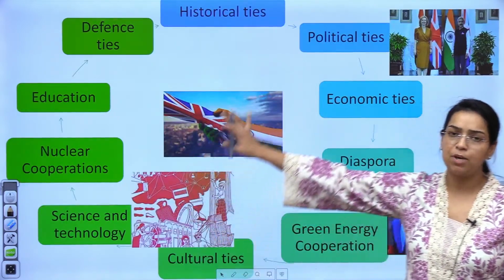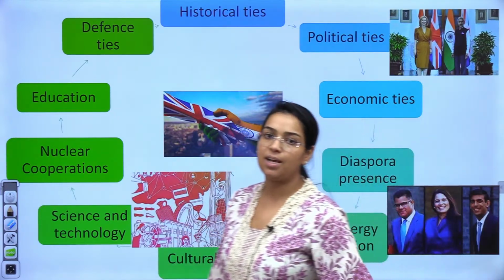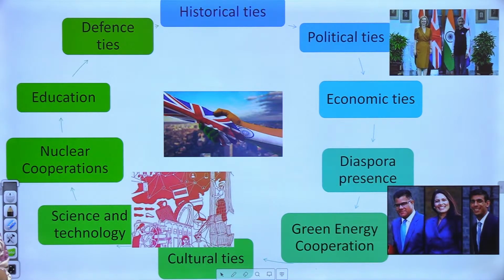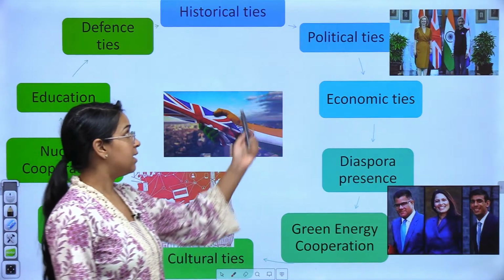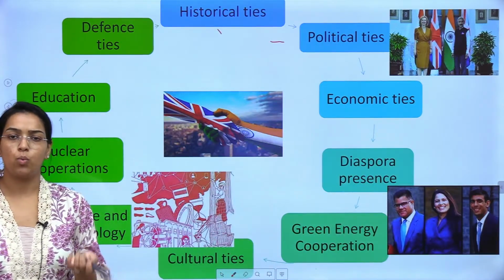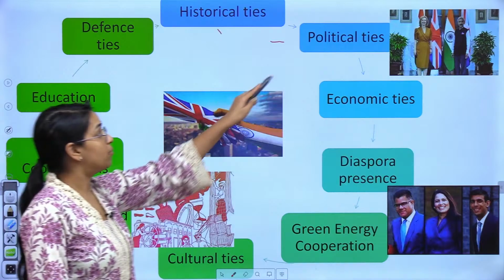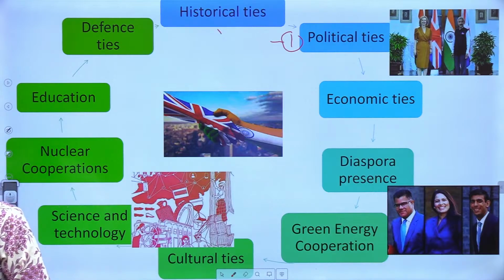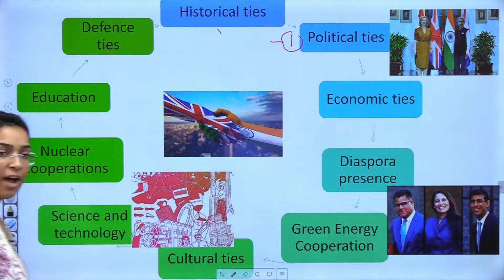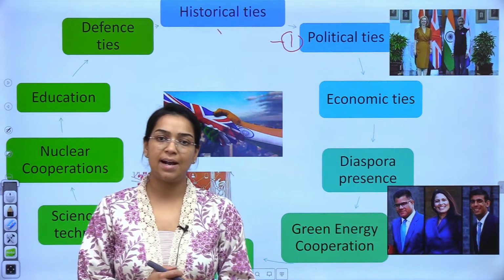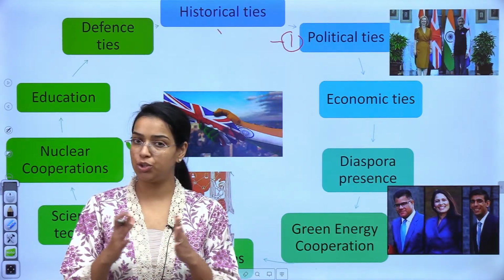So now there are multiple areas of cooperation between the two countries, right? Historical ties were not so glorious, but today other spheres of the ties are doing very, very well, right? Starting from the political ties itself, the bilateral political ties, right? Now, when we talk about the political ties, as I have told you a number of times earlier also, we need to understand the political level engagement of the two nations, okay?